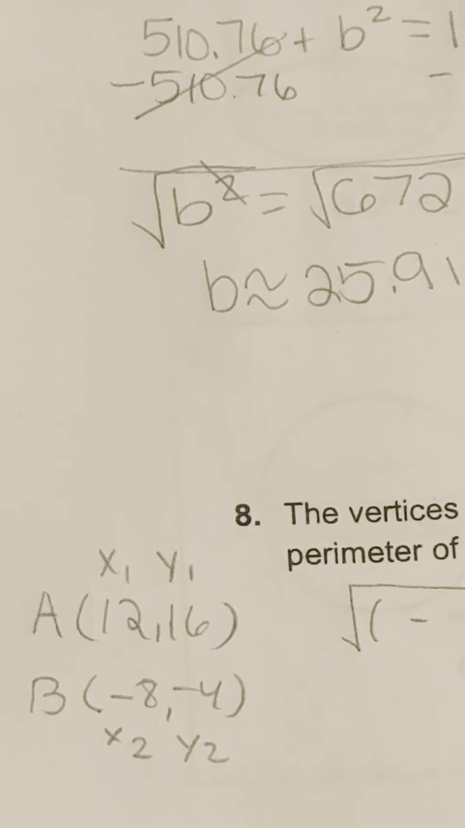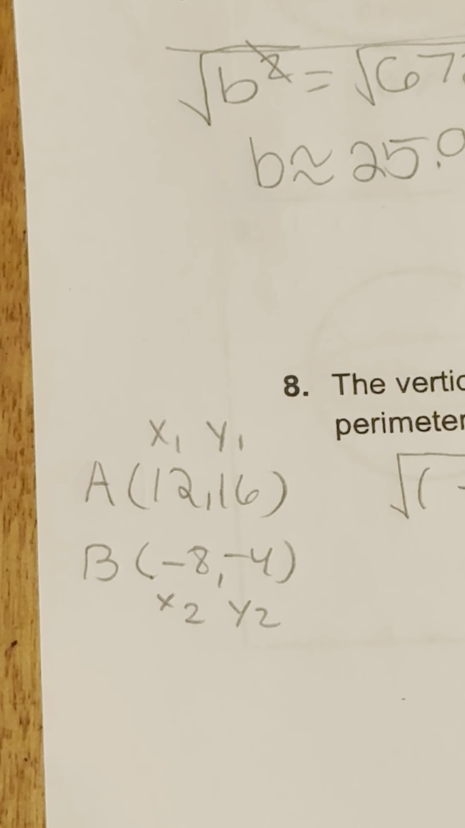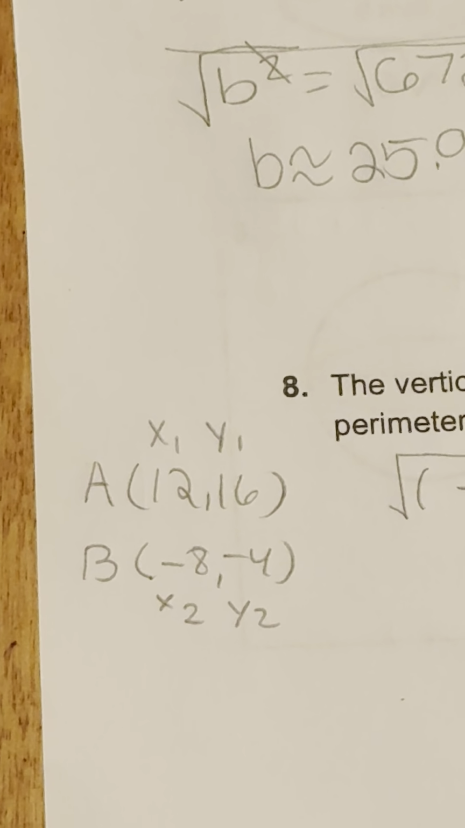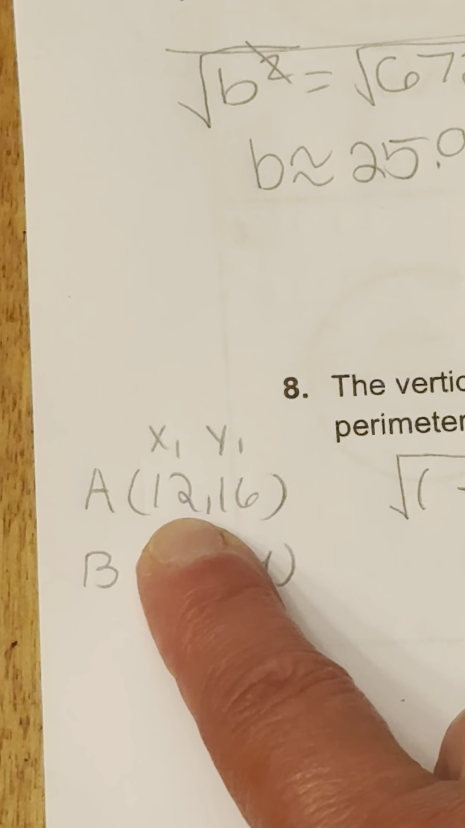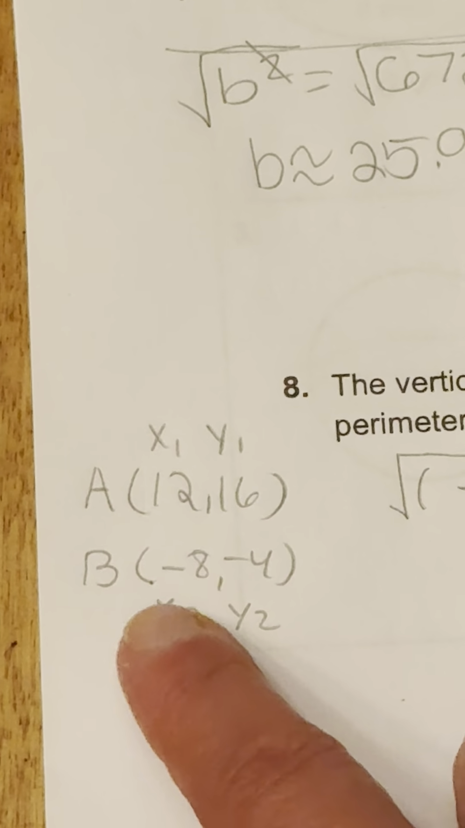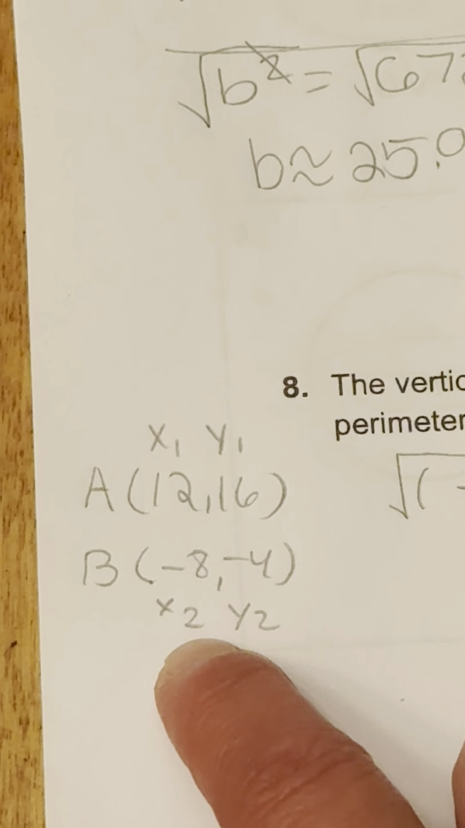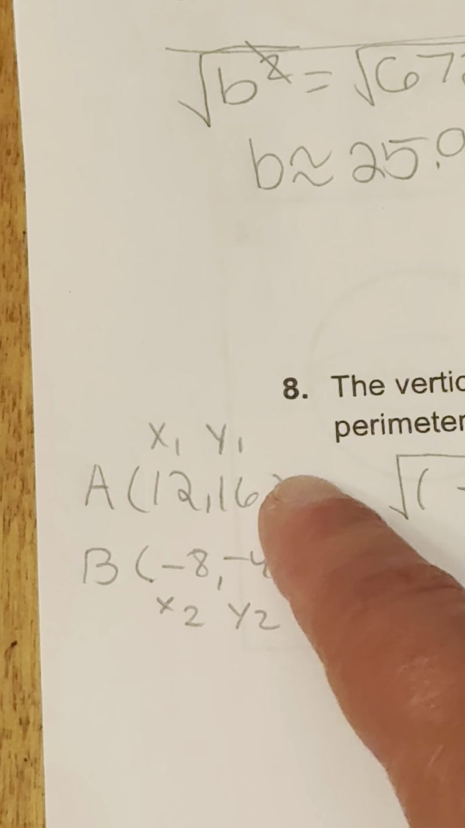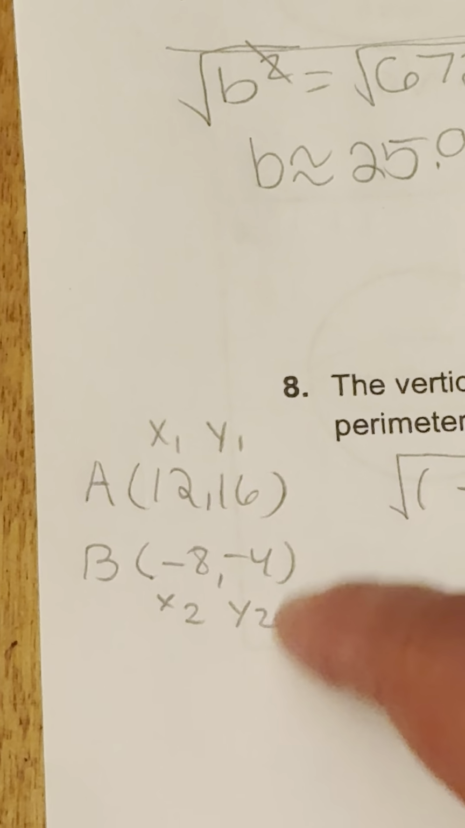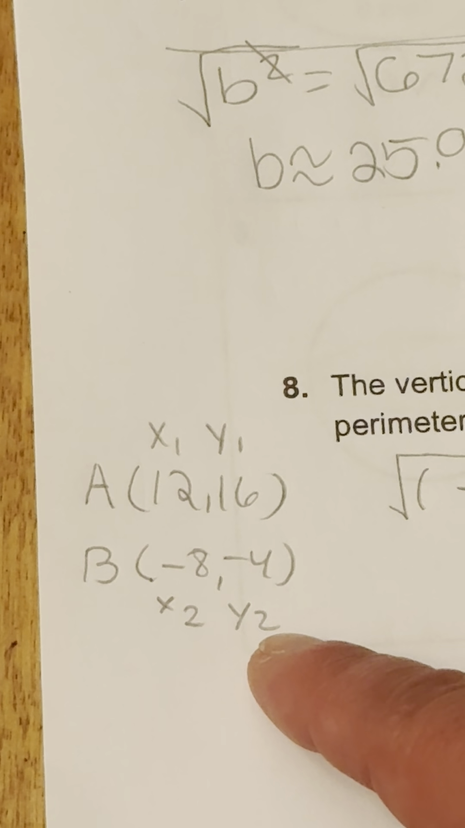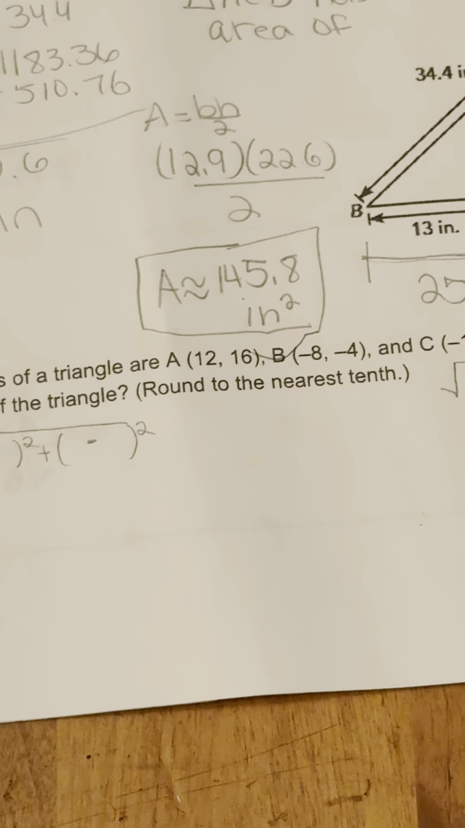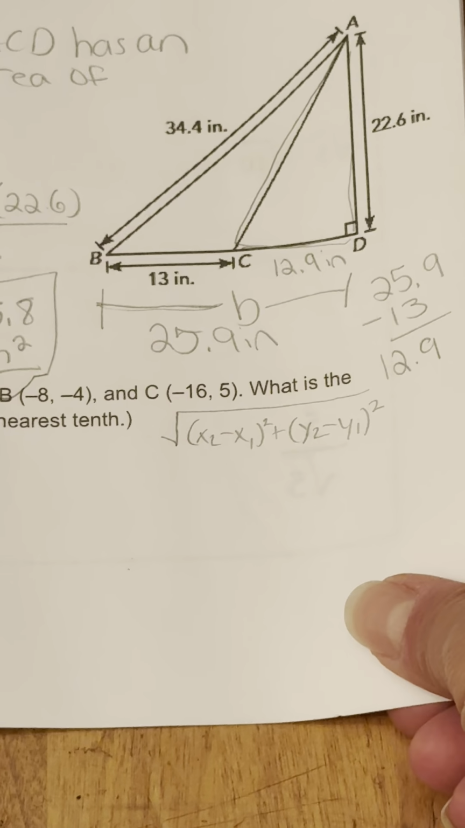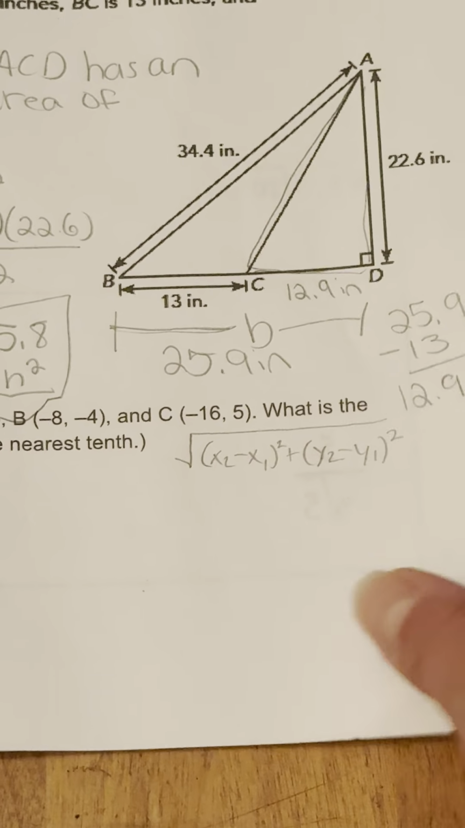I started off with A and B, so I'm going to start with those two coordinates and find the distance between the two of them. I labeled A's x coordinate, 12, as x1, and B's x coordinate as x2. Then I did the y coordinates, y1 and y2. Now all I'm going to do is plug these in, using this formula right here.